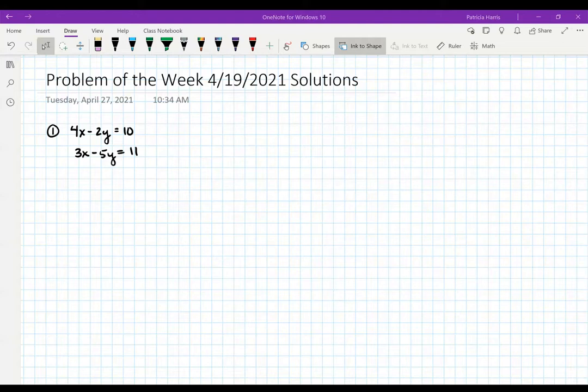Okay, so today we're going to go through the problems for the problem of the week for April 19th, 2021. I'm going to do these problems as suggested on the Google form. You'll notice that number one says try to use an inverse matrix. Now, you may use any method you wish, but let's try using an inverse matrix.